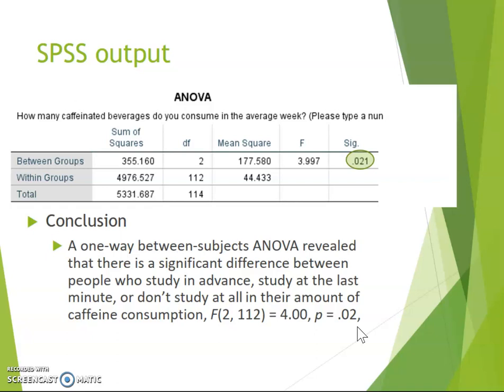So since we did have significant results here, we also need to provide a measure of effect size at the end of this sentence. Had we found non-significant results, we would not do our measure of effect size because we are essentially saying that there is no effect. So since we did have a significant effect, let's talk about how we get our measure of effect size.